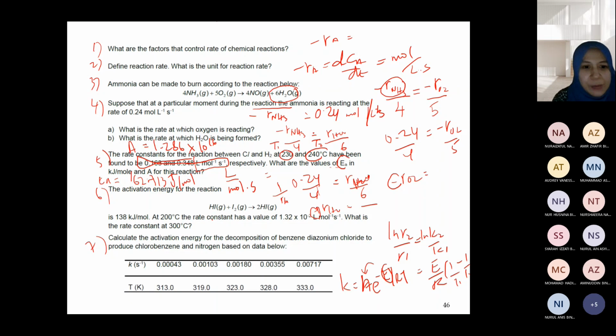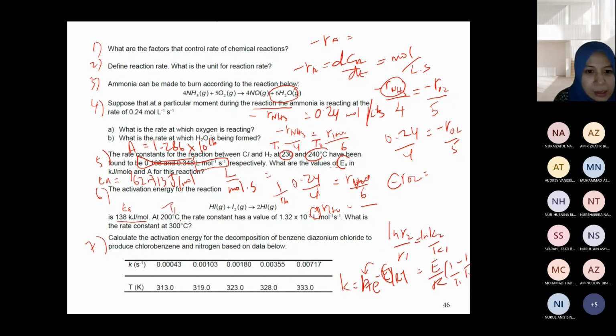Okay, and then for this one, okay, the activation energy for the reaction, alright, tulis kat sini HI plus I2 is equal to HI. Okay, so dia dah given the activation energy is 138. Okay, so dia dah bagi dah apa tu EA. Okay, so at 200 degrees Celsius, the rate constant has a value of 1.32 times 10 to the minus 2 L per mole per second. Okay, so dia dah bagi ini untuk T1.